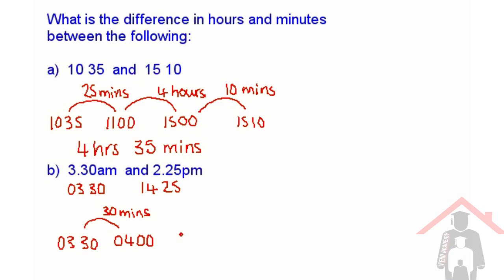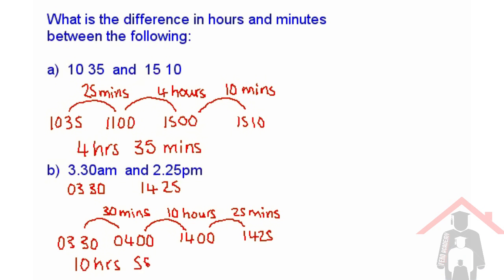From 4 in the morning to 2 in the afternoon, 1400, is 10 hours. And then from 1400 to 1425 is 25 minutes. I have a total time of 10 hours and 25 minutes. This is 10 hours, 55 minutes.